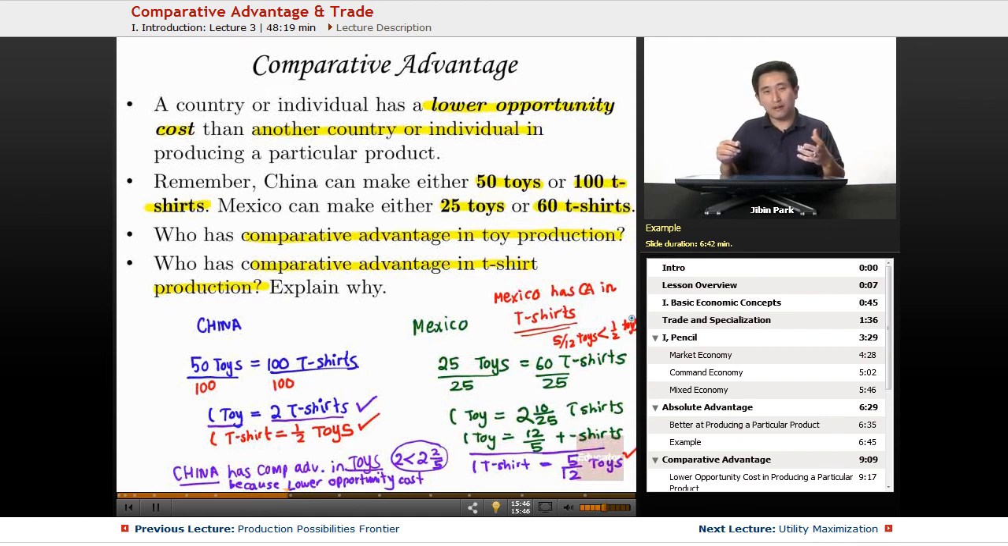You can basically say that you're doing whatever it is, whether it's giving an economics lecture, whether it's studying for the economics test, because you have a lower opportunity cost in doing that. So it doesn't necessarily have to apply with only international trade. It could do with individual behavior. We do things because we have a lower opportunity cost and therefore comparative advantage.